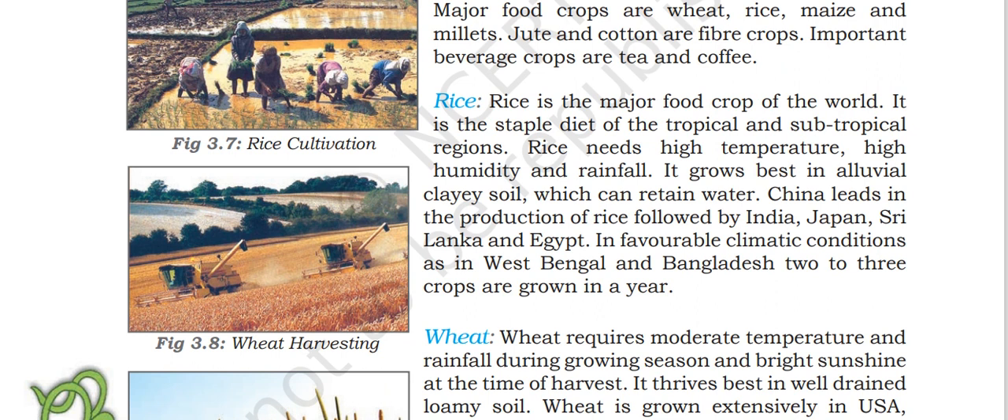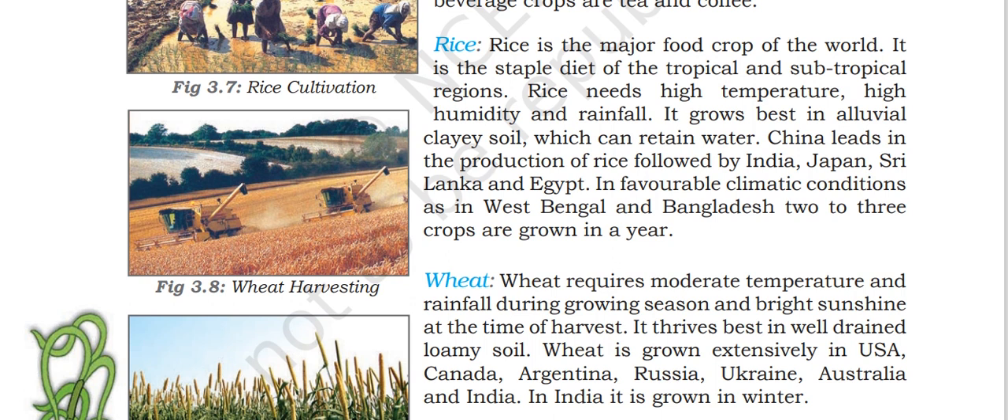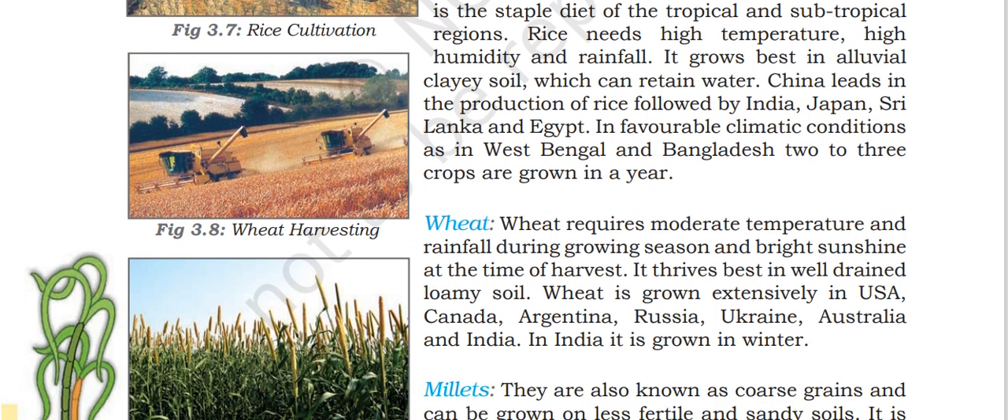Egypt, with favorable climatic conditions, as in West Bengal and Bangladesh, 2 to 3 crops are grown in a year. There is rice cultivation, wheat harvesting.